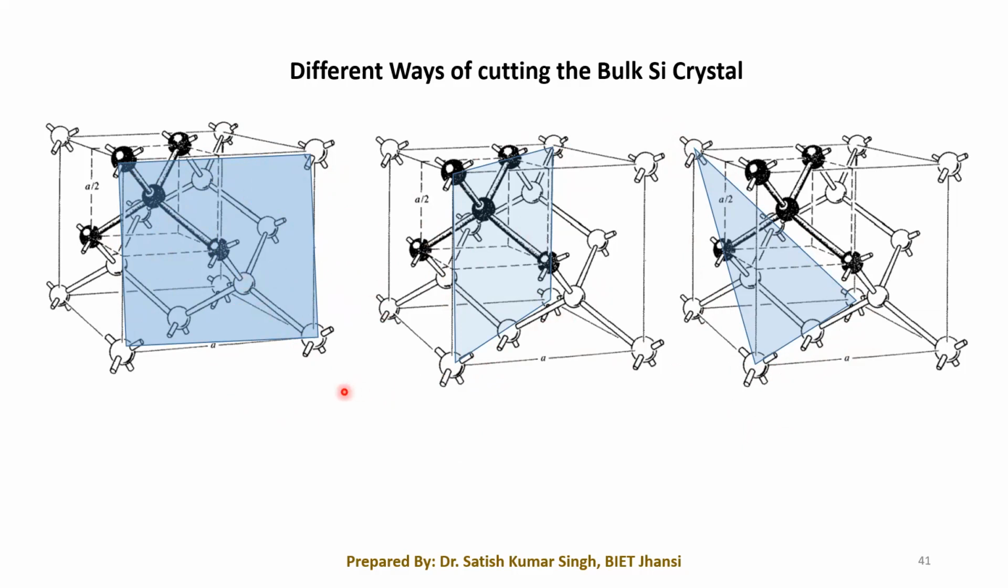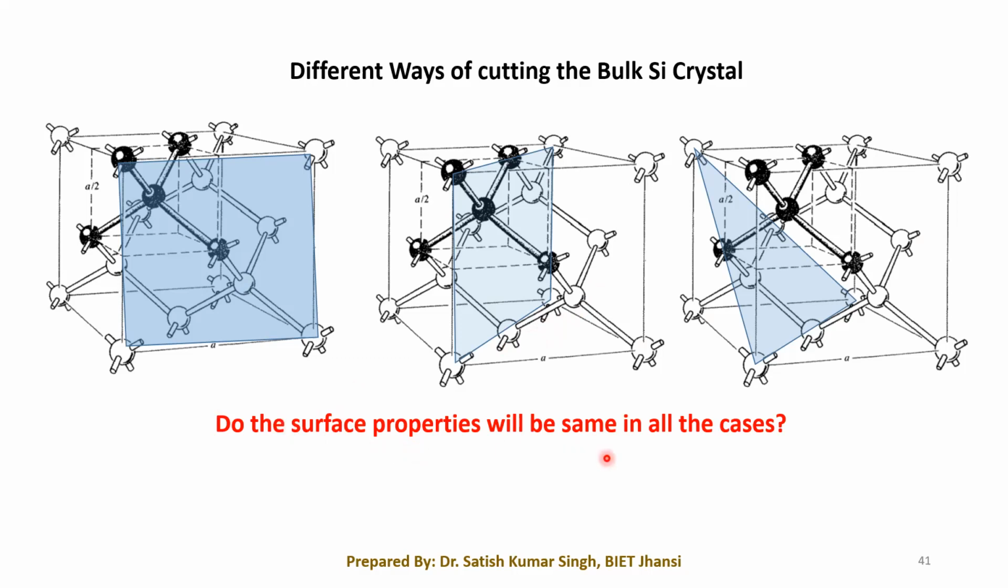Then we have to ask a question: will the surface properties be the same in all the cases? This is what we have to answer. When we cut the bulk silicon crystal, whatever surface we expose, will all the surfaces have the same property, whether we cut it like this, this way or that way?